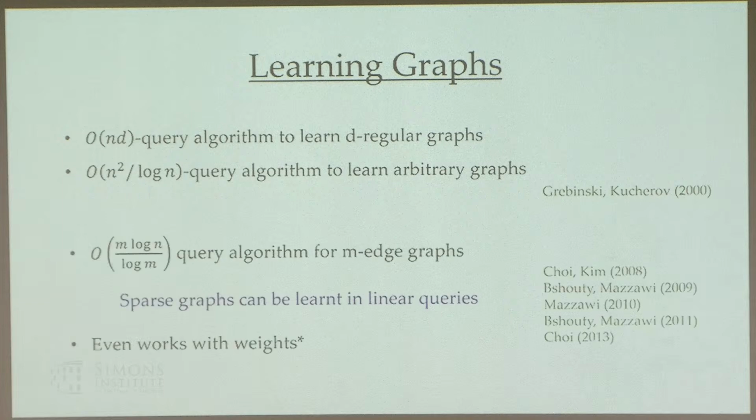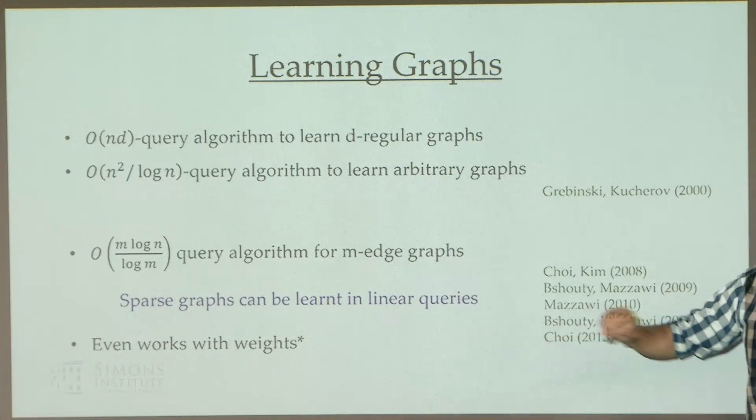And so there was a flurry of work, and the current state of the art is the following. If I tell you that the graph has at most m edges, then you can learn any m-edge graph using m log n / log m queries. The thing to keep in mind for now is if m was c times n, if the graph was sparse, then you need c' times n queries. So you can learn sparse graphs in order n queries.